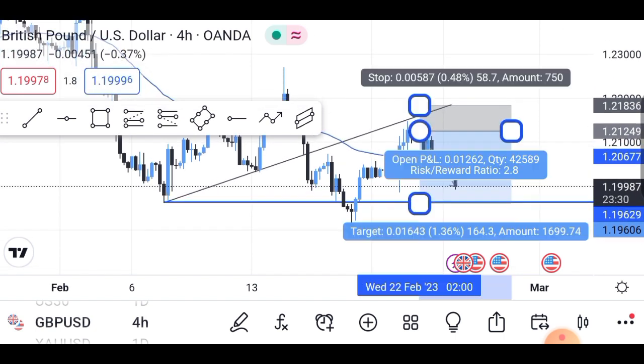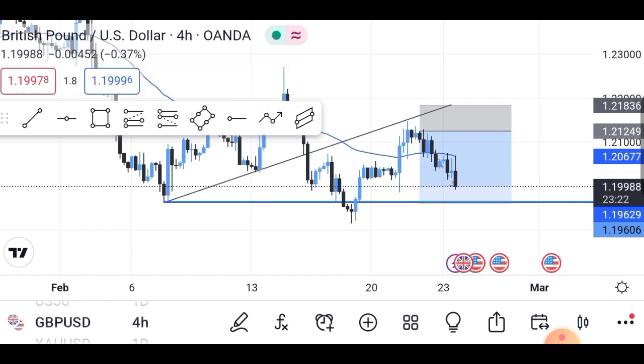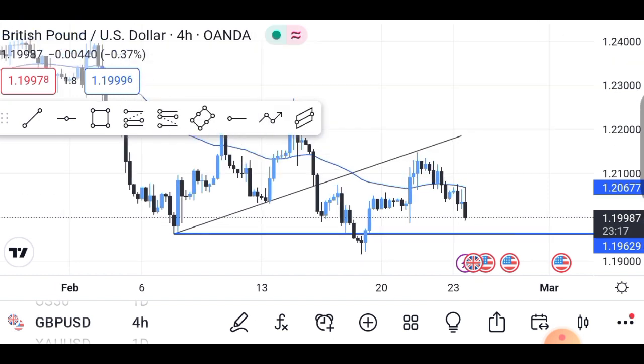And this is how many pips? You are targeting 164 pips, massively. You are risking 58 pips to target 164 pips. So this will really help you out in drawing a very good and accurate trend line. I'm sorry for the notification, guys.